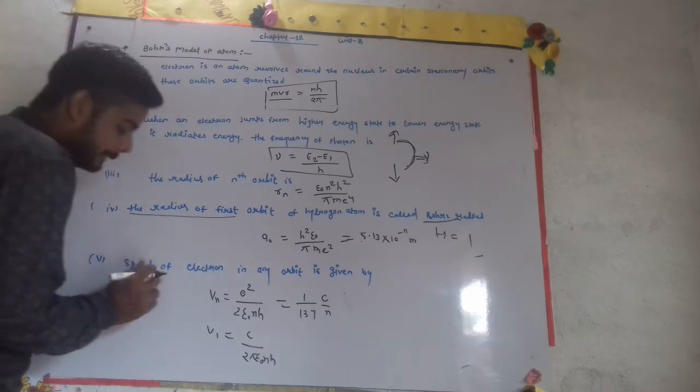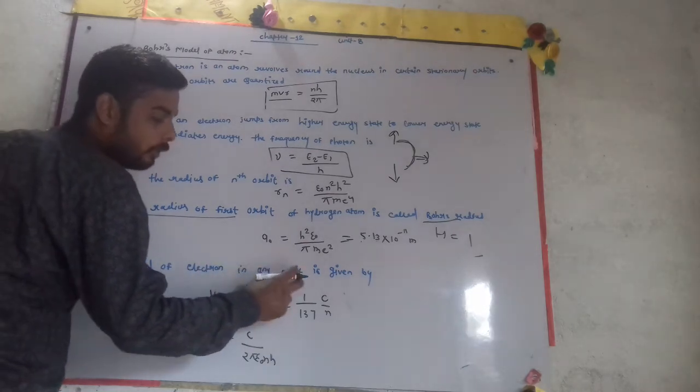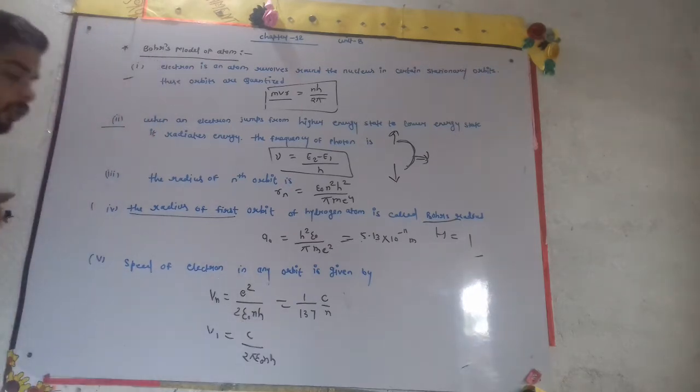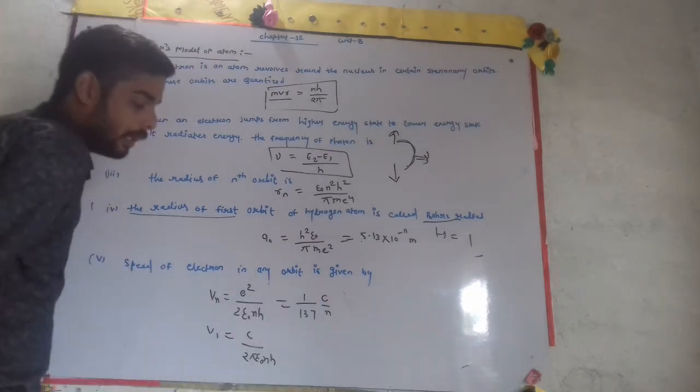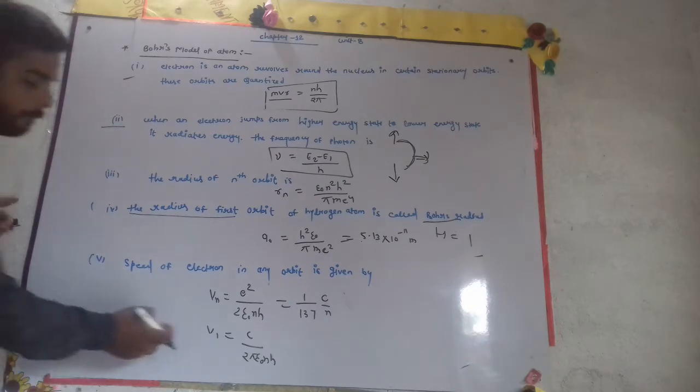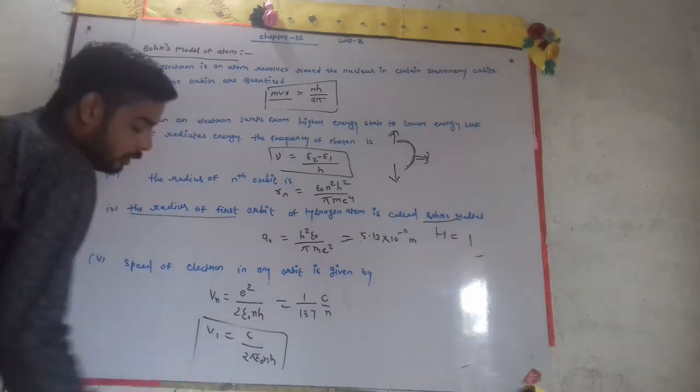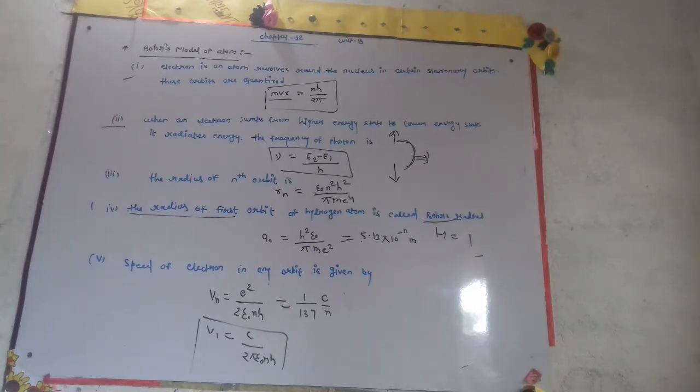Then the last point is the speed of the electron in any orbit, given by vn equals e square upon 2 epsilon naught n h, which is 1 upon 137 c upon n, where v1 is c upon 2 pi epsilon naught n h. So these are the key points we have to note down for the Bohr atomic model.